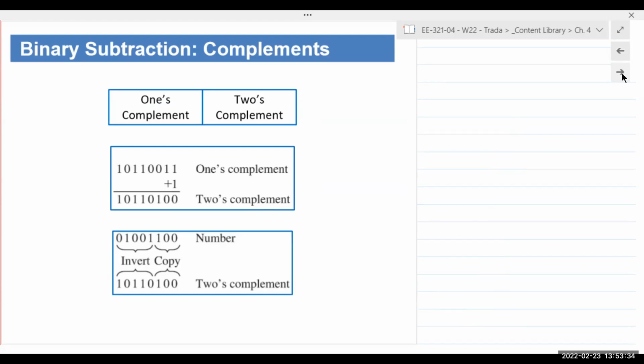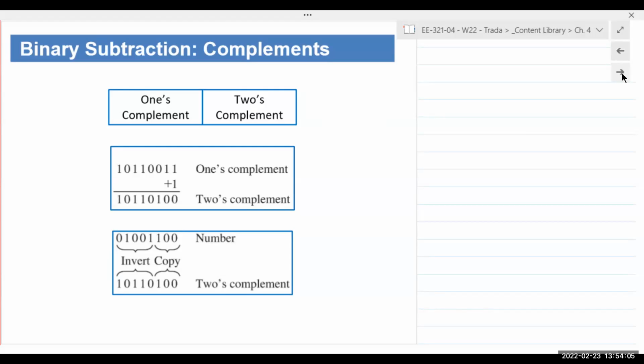Okay, subtraction, complements. These are not that kind of complement; it's spelled with an E. So what does it mean? Complement, the opposite. So we have the ones complement and twos complement. Ones complement is simple. You take the number and you just invert the digits. There are only 2 states. So the complement of 0 is 1. The complement of 1 is 0.